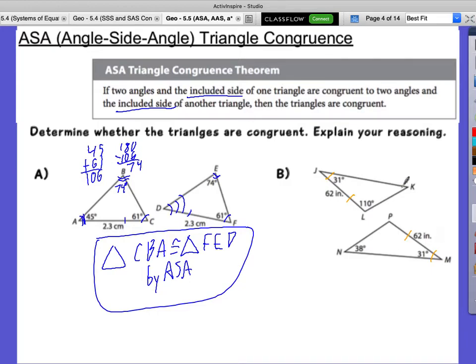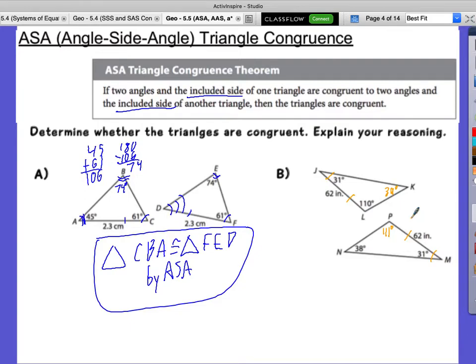Did anybody figure out what angle K was? 39 degrees. Did anybody figure out what angle P was? 111. Now, what do we notice, guys? 111 and 110 are not the same thing. 38 and 39 are not the same thing. So are these triangles even congruent?